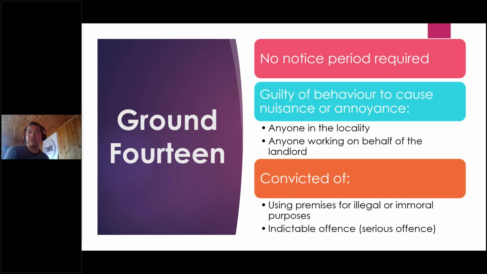So that's our nuisance and conviction ground 14, and there is no notice period required for that, but obviously you do need to collate all the evidence to be able to convince a judge that you are entitled to possession under ground 14. So it might take you quite a lot of time, a couple of months, to collate that evidence, then to be able to serve notice under ground 14.